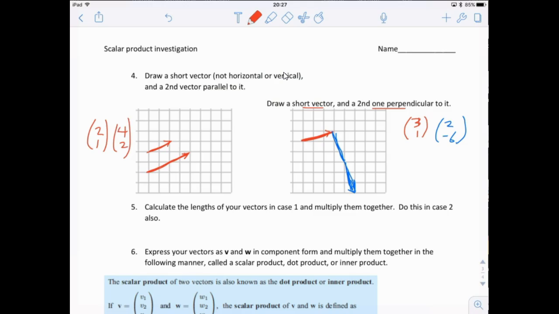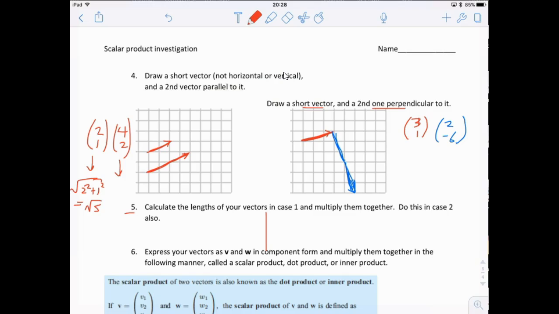Okay. Number 5. Calculate the lengths of your vectors in case 1 and multiply them together, and do this in case 2 also. Okay, so for case 1, I'm going to multiply the lengths of these two vectors. So what's the length of the vector 2, 1? Well, you find this length by using Pythagorean's theorem. So you could take the square root of 2 squared plus 1 squared, which is equal to the square root of 5, right? What about the length of the vector 4, 2?